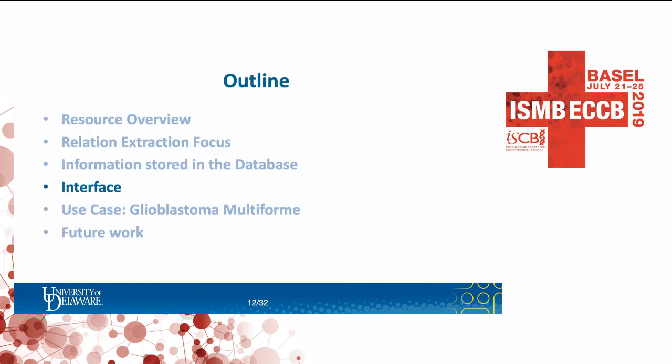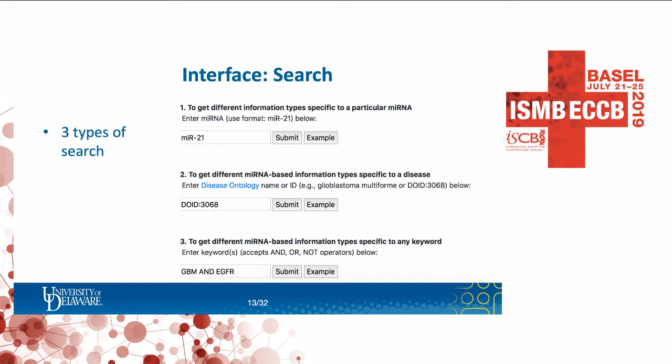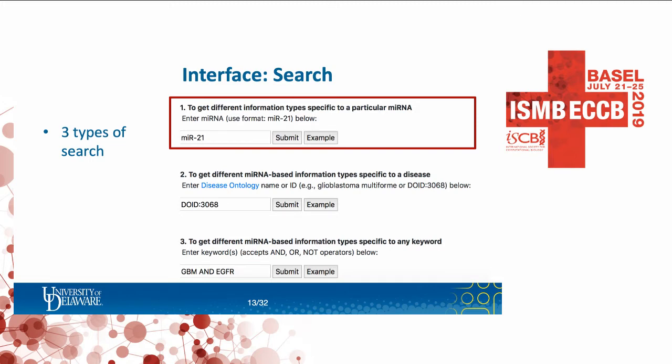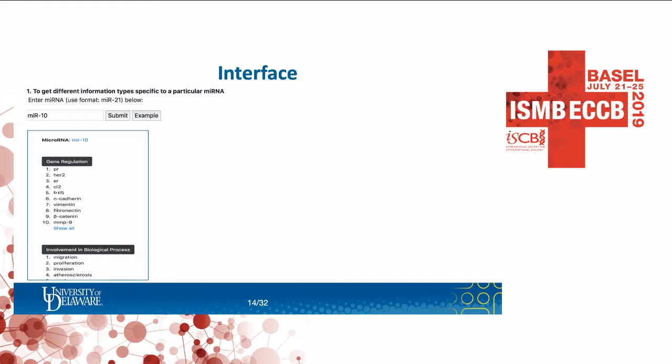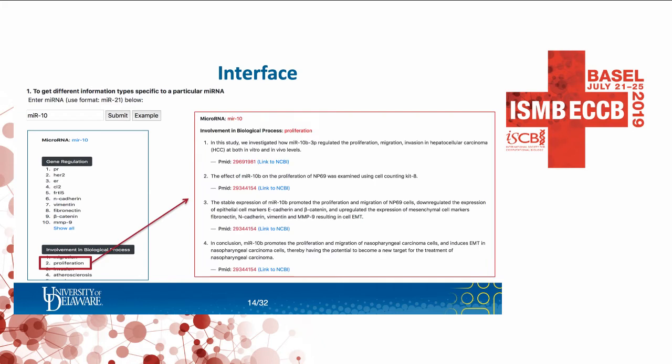Now let us see what our interface looks like so that we can interact with our database. In our interface, we provide 3 different kinds of search, as I mentioned earlier. The first one is microRNA-centric, the second one is disease-centric, and the third one is keyword-centric. If I want to do a microRNA-centric search, we would provide the microRNA name in the search. Then that would give us a list of all entities that are involved or associated with this microRNA. For example, if I click on proliferation, the next page is going to show us all the sentences where microRNA is involved in cell proliferation.